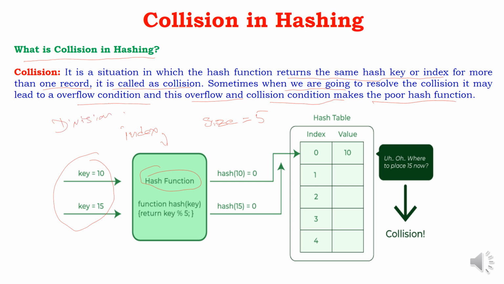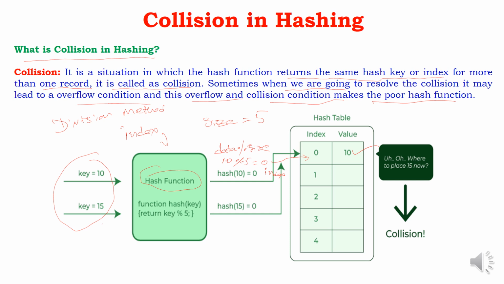Division method means the data is going to be divided by the size. Data modulo size. Data is 10, modulo 5. Modulo means it gives you the remainder; 10 modulo 5 gives you 0. This 0 is the index. At the place of 0, we are going to store our 10. 10 is stored at location 0.